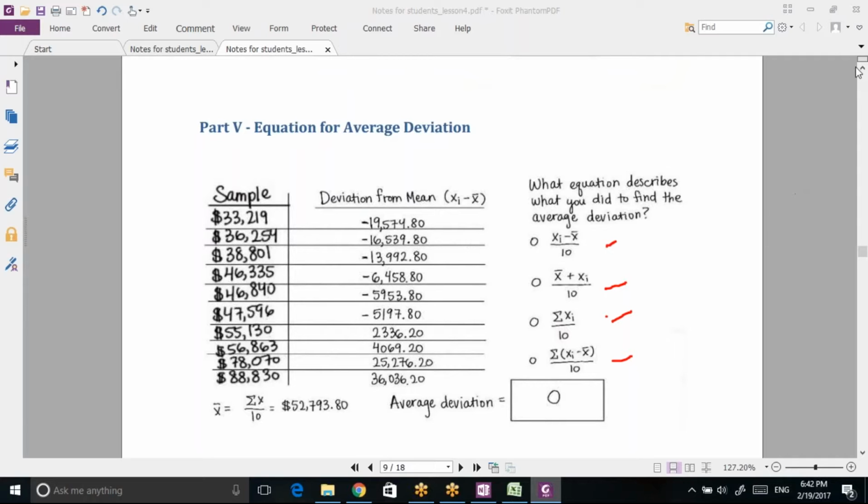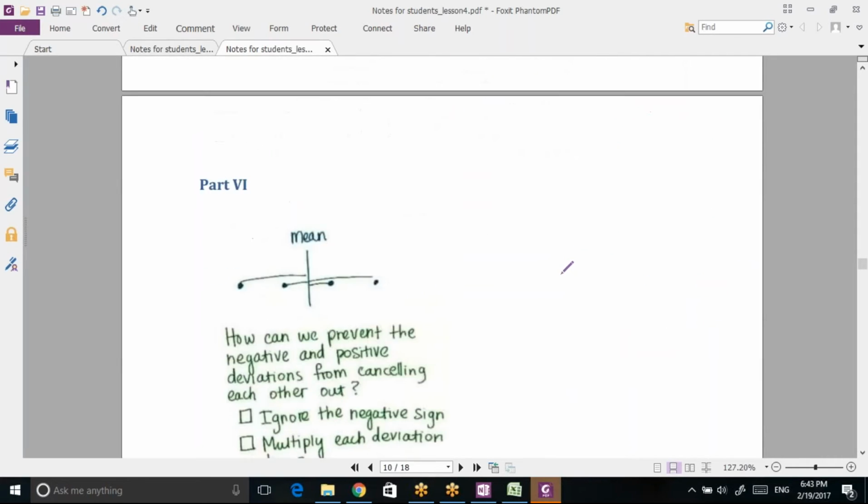Good. So the correct answer is the last one only. What we have done is we have first calculated xi minus x bar, which is these values, and then taken the summation, that is, added them up and then divided by 10, right? So it is the fourth option only, which is 0. Well, if you're not comfortable with summation and the sign, no need to worry about it. It's just an extra question.